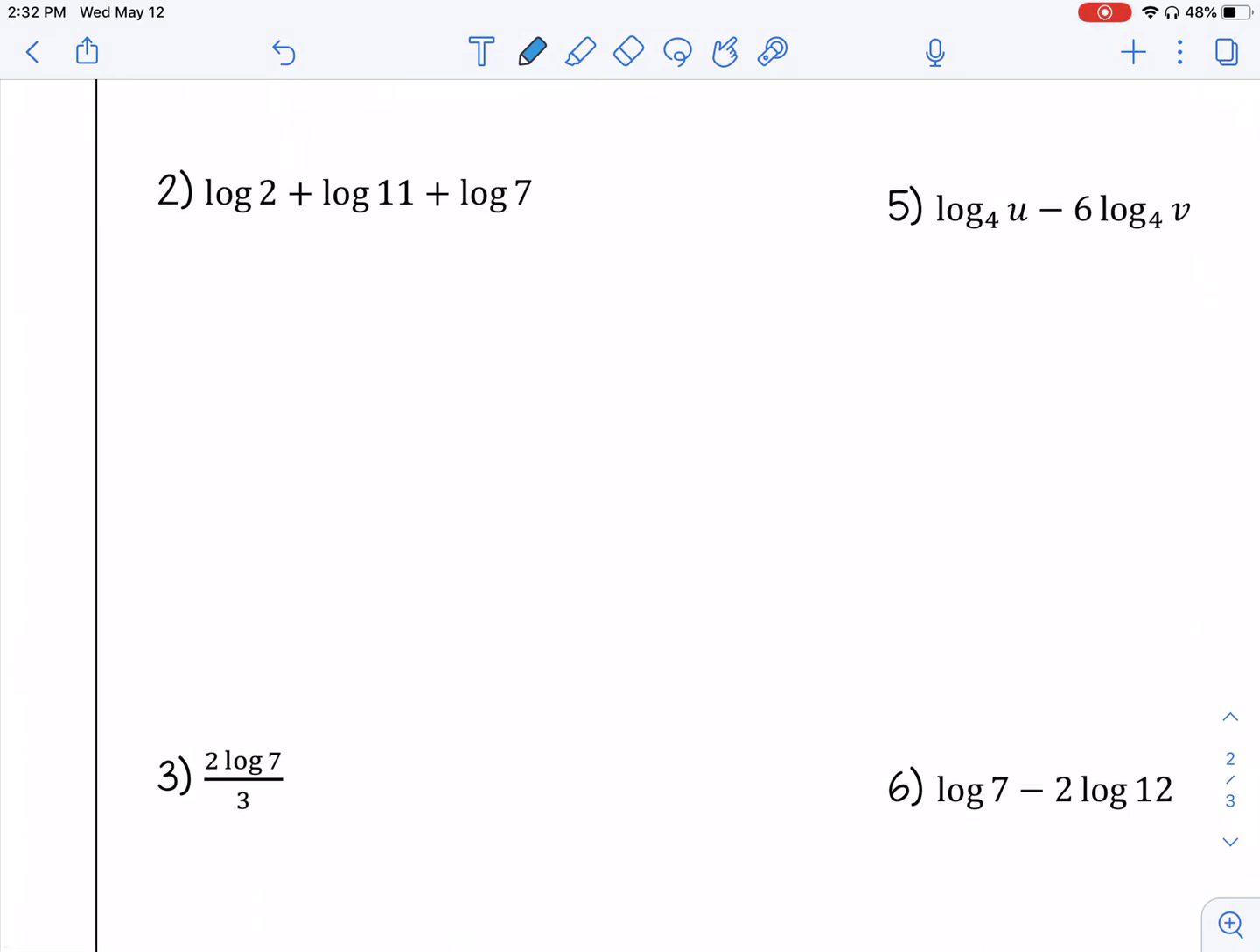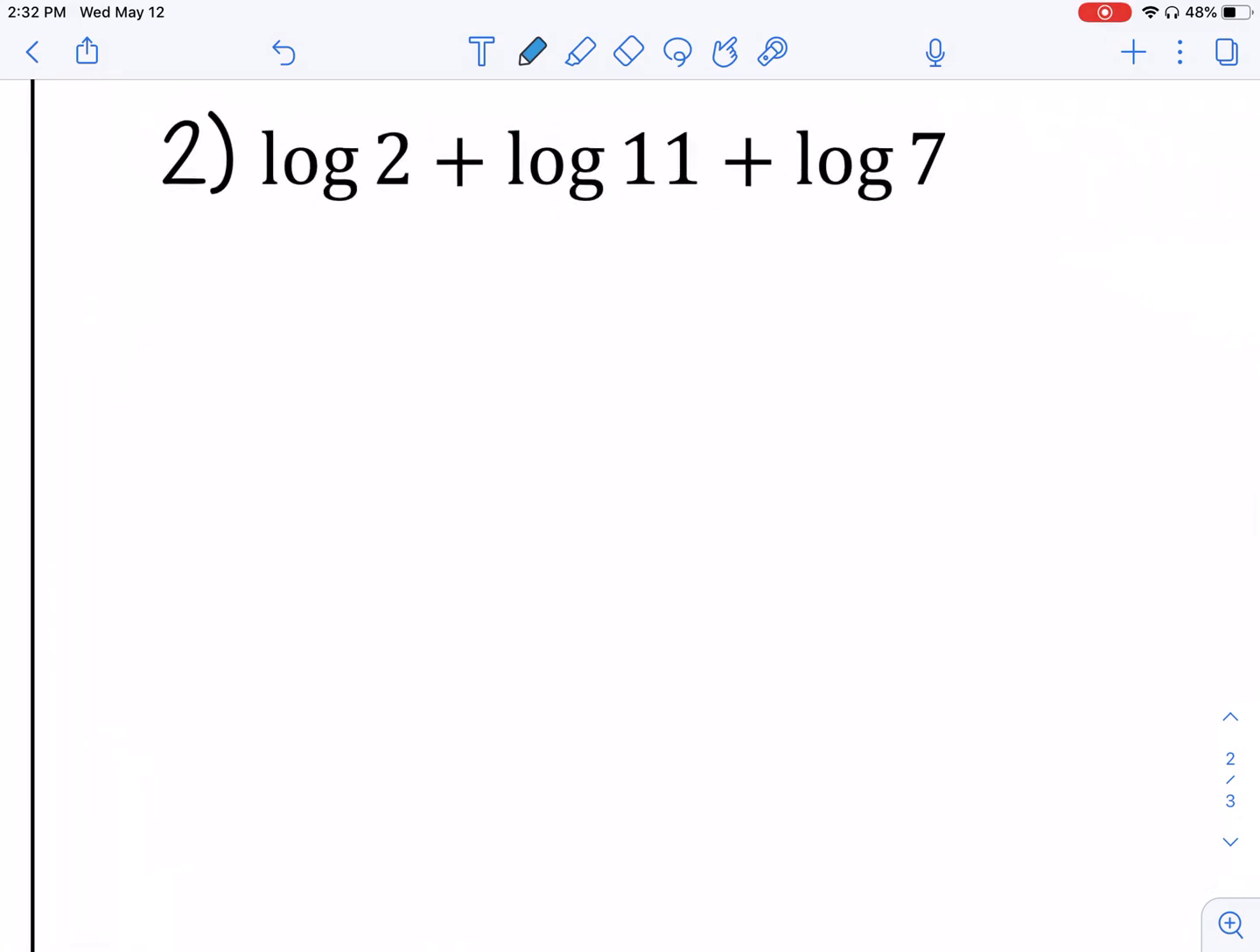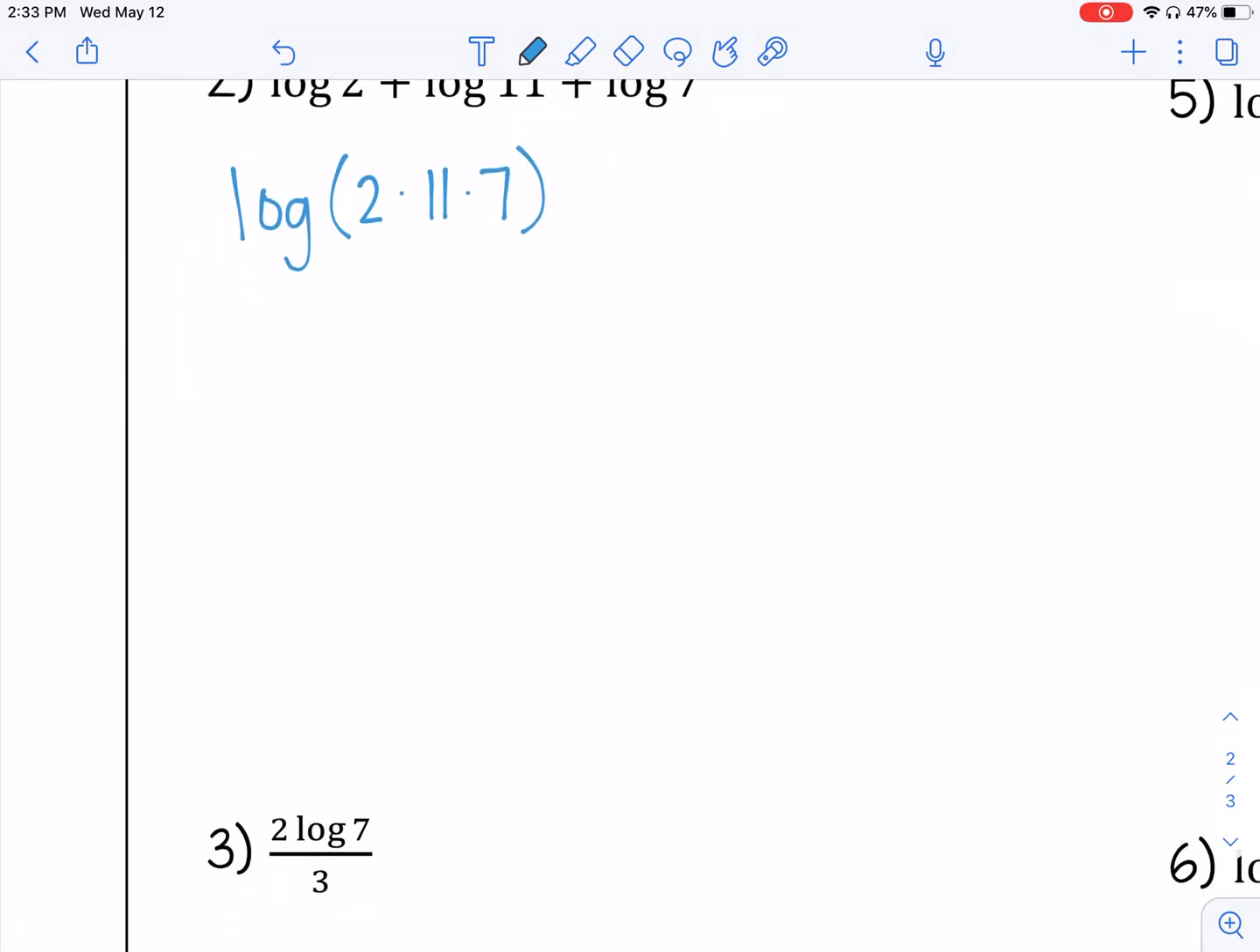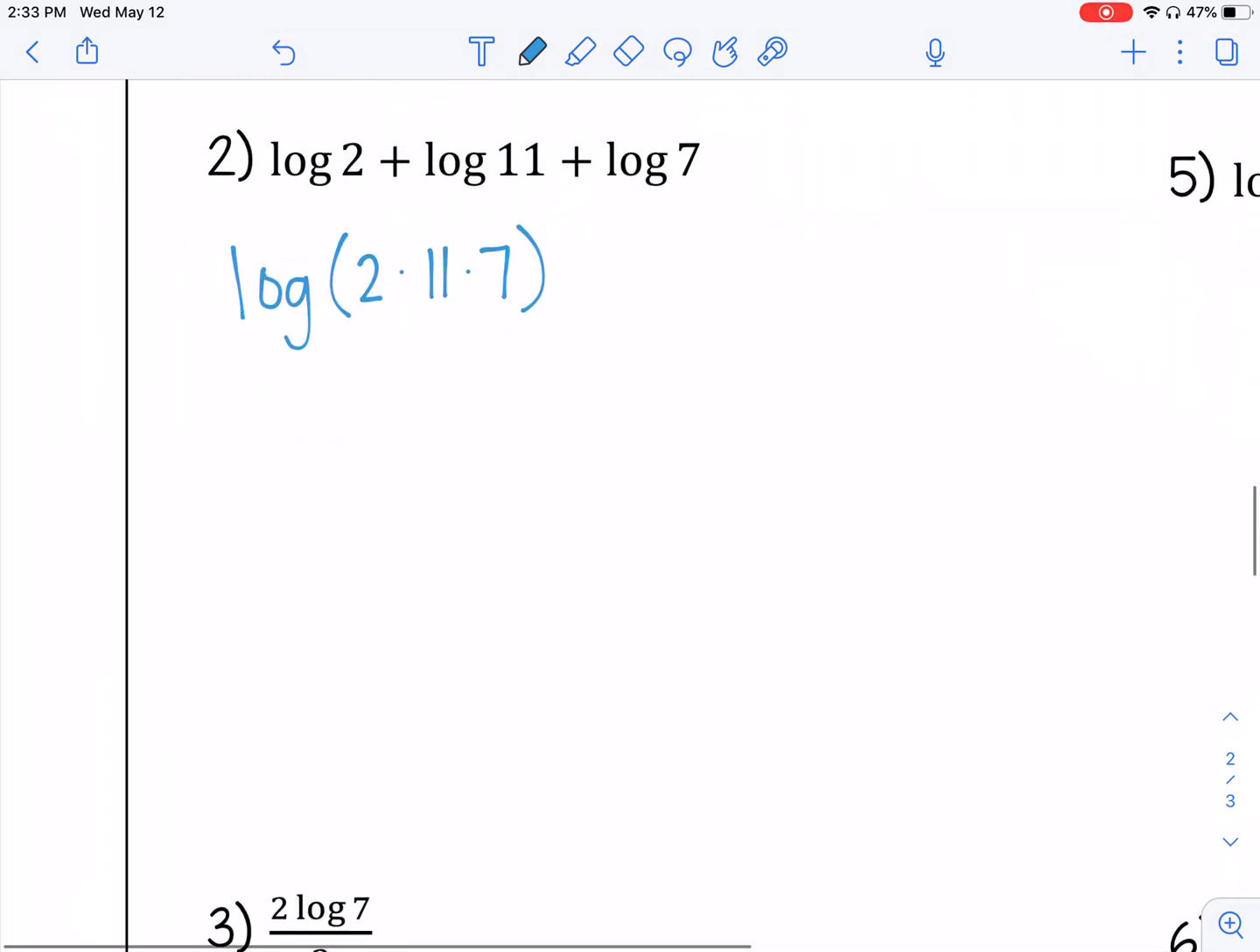What about this really long one? We have log of 2 plus a log of 11 plus a log of 7. Well, what happens with those? Well, we know that the addition means that we had multiplication to begin with. So we can take the log out, just one of those, and then we'd have 2 times 11 times 7. And we can just leave it at that, right? I'm just focused on you rewriting some stuff.